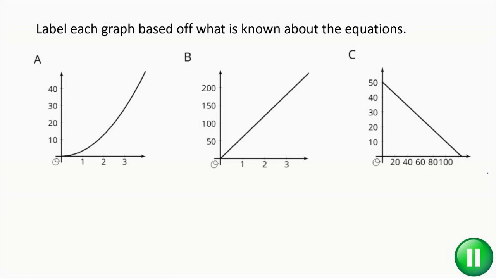So now let's go ahead and label each graph based on what we know about the equation. So go ahead and pause the video, resume when you're ready, and we're going to check the answers to see if they match with Mr. G. Okay, ready, set, go.